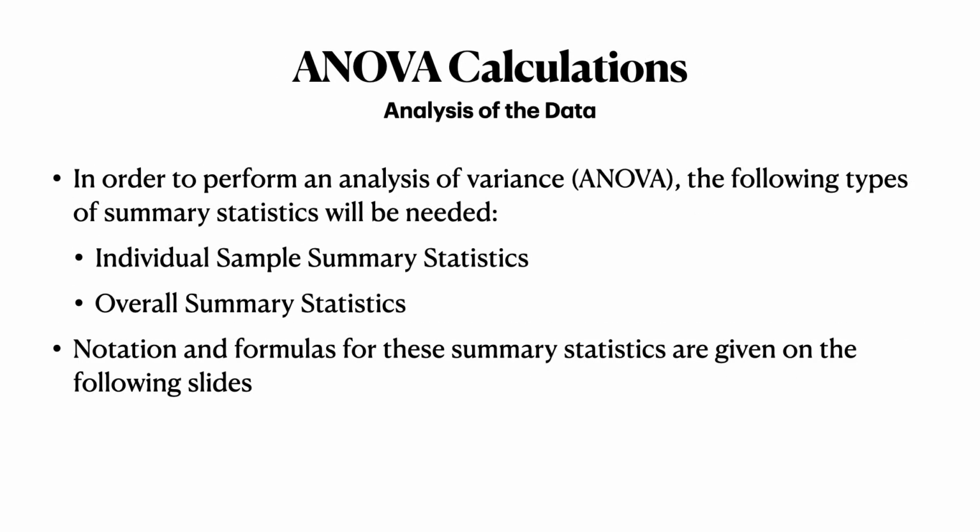Now, in order to perform an analysis of variance, the following types of summary statistics will be needed. We'll need the individual sample summary statistics. We'll also need the overall summary statistics. And you'll recall that these are easily obtained when we organize our data in tabular format as we saw before. The notation and formulas for these summary statistics are given on the following slides. So let's take a look.